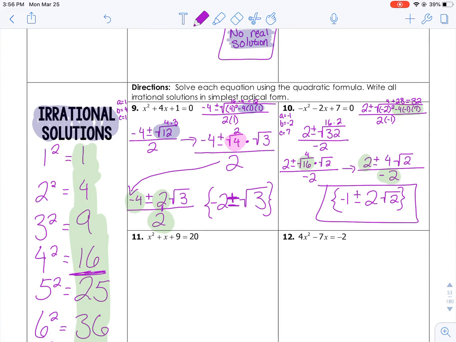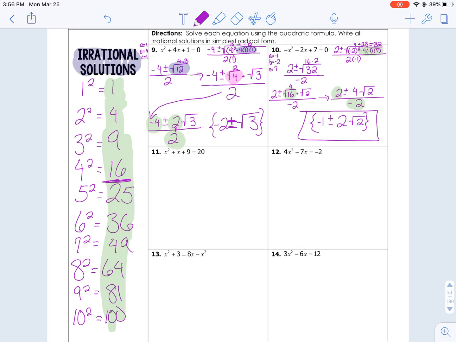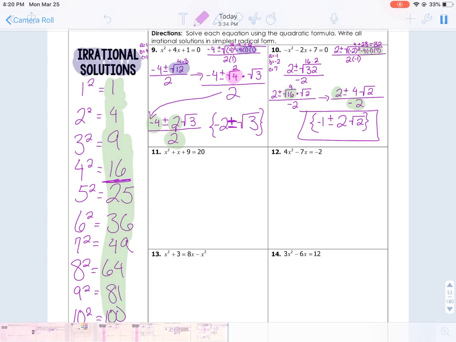So you're going to finish out 11, 12, 13, and 14. Again, you can check yourself as you go. When you finish, if you finish in class today, just continue on into those homework problems. We're going to practice this quadratic formula for a few days. It takes some getting used to. Let's get busy.